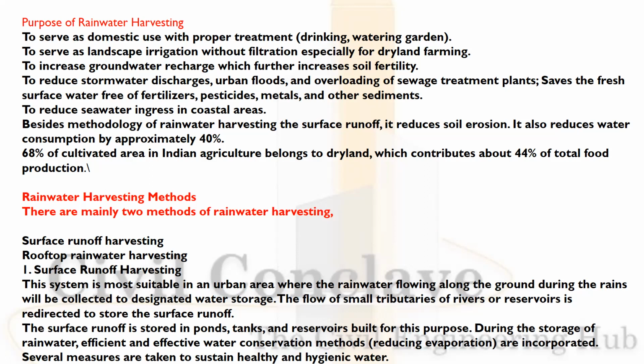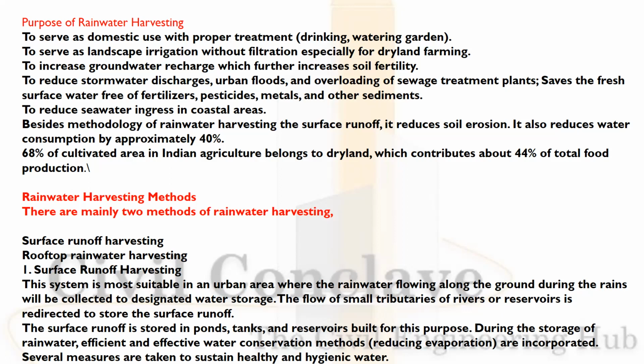Besides, among the methods of rainwater harvesting, surface runoff harvesting reduces soil erosion. It also reduces water consumption by 40%. 68% of the cultivated area in agricultural land belongs to dryland, which contributes 44% of the total food production. Rainwater harvesting system. There are mainly two methods of rainwater harvesting. One is surface rainwater harvesting. Second is rooftop rainwater harvesting.